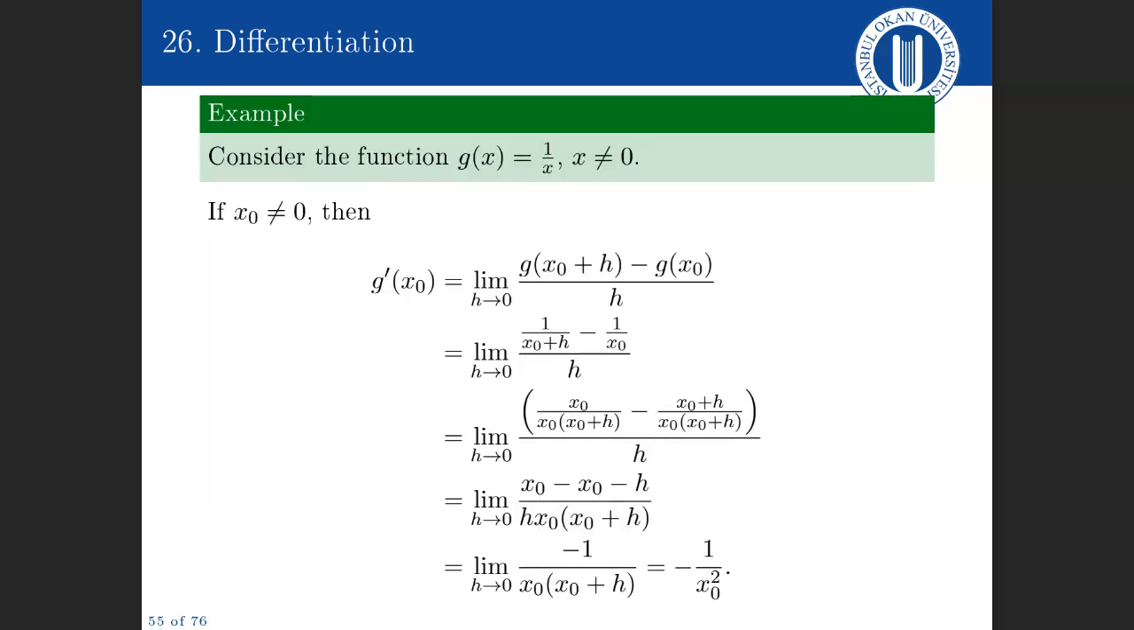For example, consider the function g of x is equal to 1 over x as long as x is not equal to 0. Calculate the derivative or the slope of this function at some point x0. Well, we're going to start with our formula. We want to calculate g prime, and g prime is equal to the limit as h tends to 0 of the slope of the orange line, g of x0 plus h minus g of x0 divided by h. We need to take our formula 1 over x and put that in here, simplify it, and then take the limit.